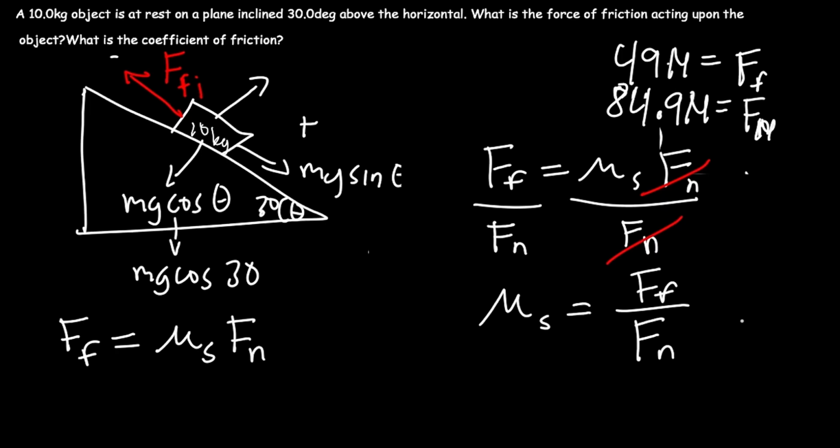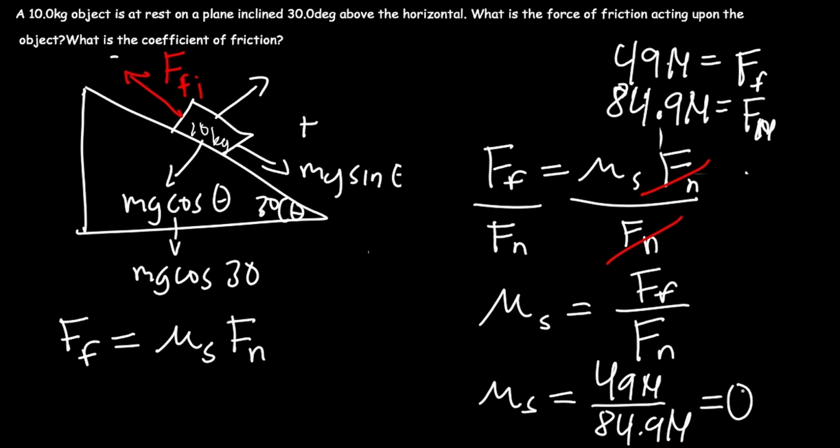distribute yung mga quantities na meron tayo. So mu is equal to 49 newtons over 84.9 newtons. 49 over 84.9 is equal to 0.577.